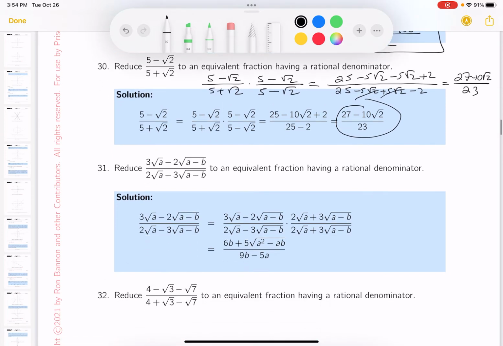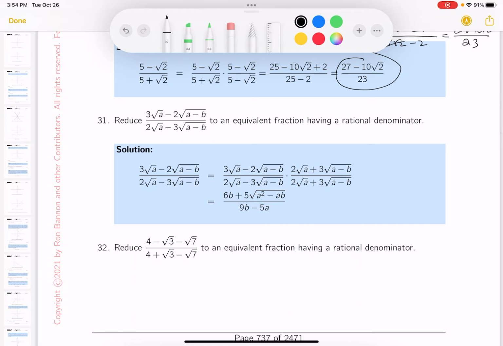All right, let's go to the next one. Next one's much more difficult. And why is that? It's got a lot of things going on there, doesn't it? So let me write this down for you. Again, rationalize the denominator. So 3 root a minus 2 root a minus b on top, and on the bottom you're getting 2 root a minus 3 root a minus b. And again, the trick here is to multiply the denominator by its conjugate. And of course, if you multiply the bottom by the conjugate, you have to multiply the top by the same conjugate.